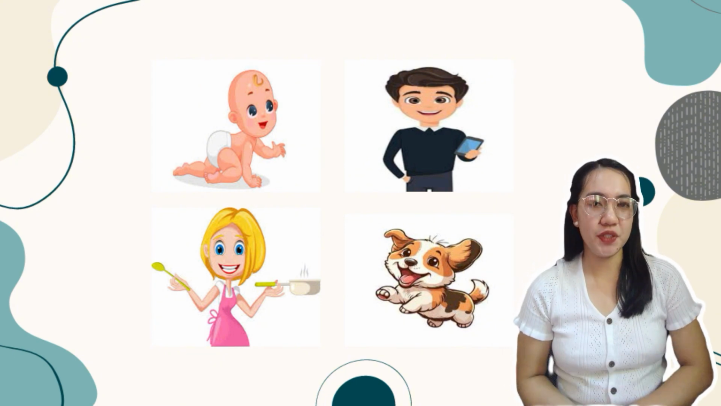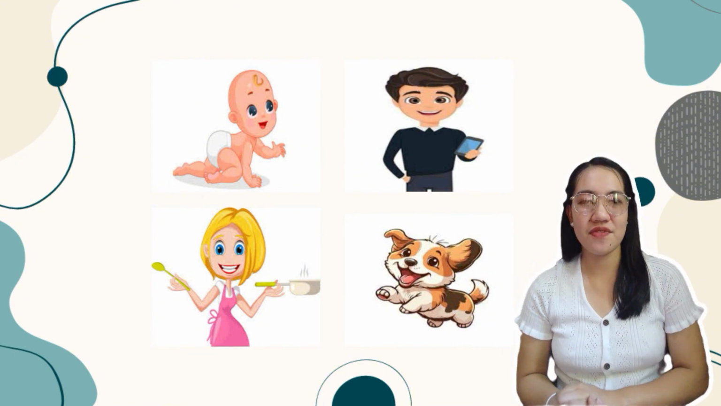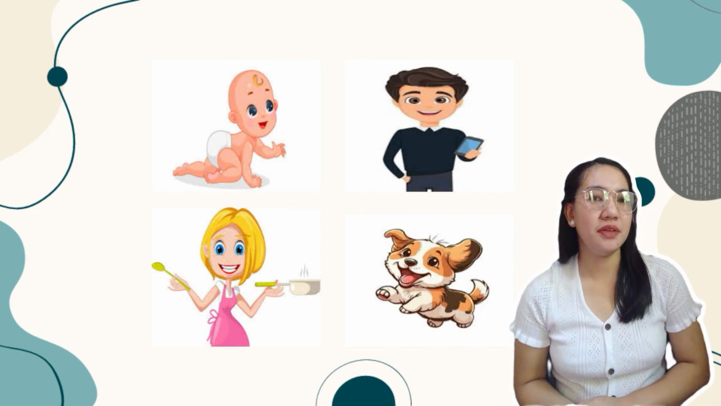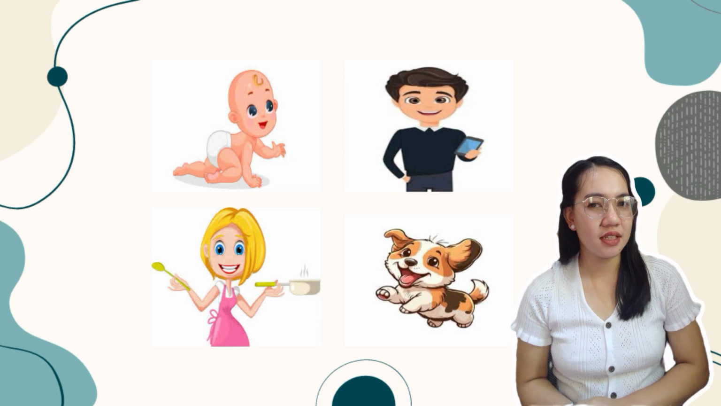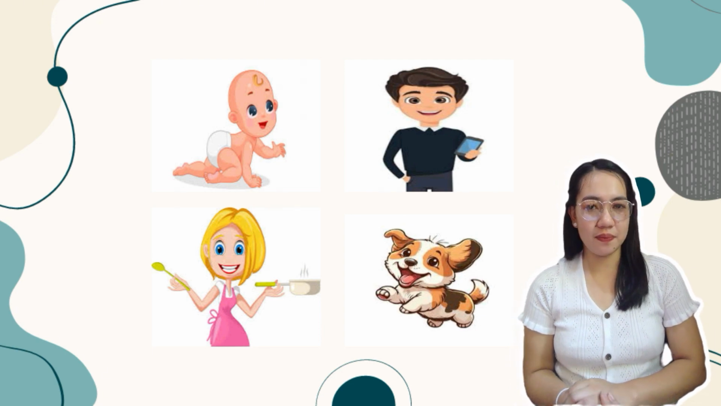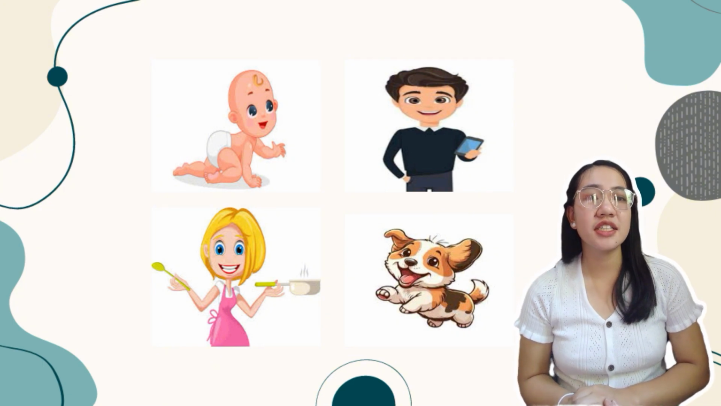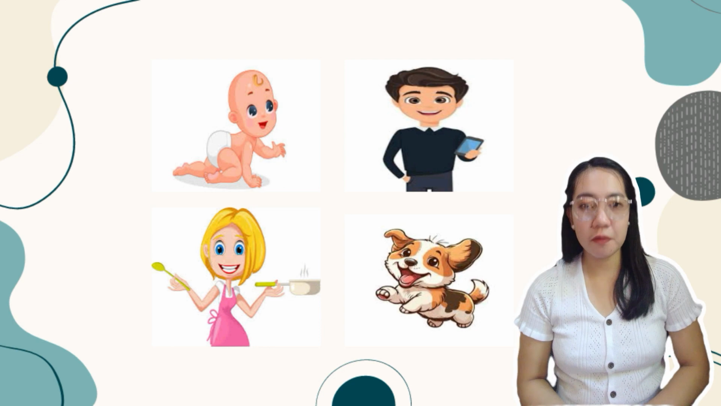Consider the following images. What do they have in common? Of course, the three pictures refer to humans, and the other one is an animal. So it was different from the three pictures. Notice that the three are the same, and that is how parallelism works.